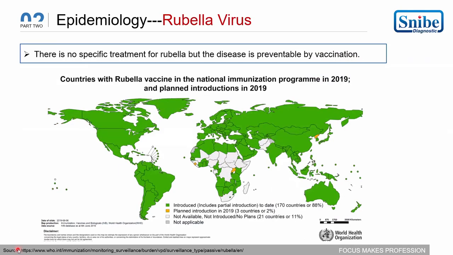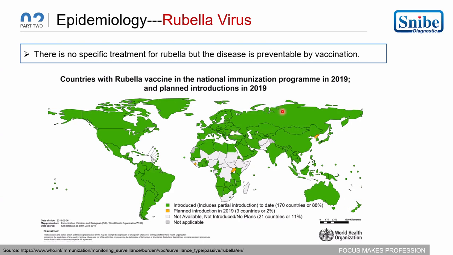So if we go to the global distribution for the rubella virus, you can see here there is no specific treatment for rubella, but the disease is preventable by vaccination. Some countries have the vaccine in the national immunization program, and some planned introductions in 2019. Around 170 countries, approximately 80% of the world, are vaccinated, and they have a rubella vaccine for preventing infection with the rubella virus.